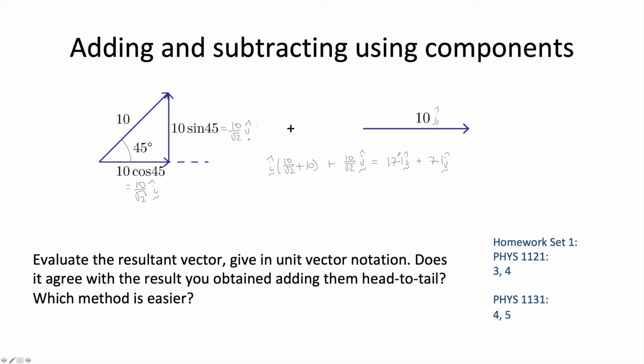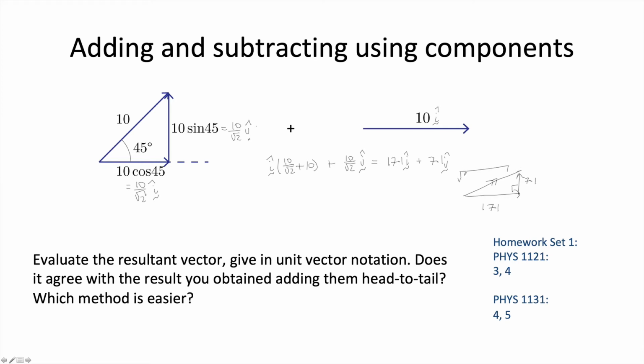Now it asks us, does it agree with the result you obtained adding them head to tail? Okay, so if we want to work out what this will be when we add these head to tail, then we've got 17.1 this way and 7.1 this way. So adding these like this, we just use Pythagoras' theorem because these are at right angles with each other, so we don't have to worry about that cosine rule.